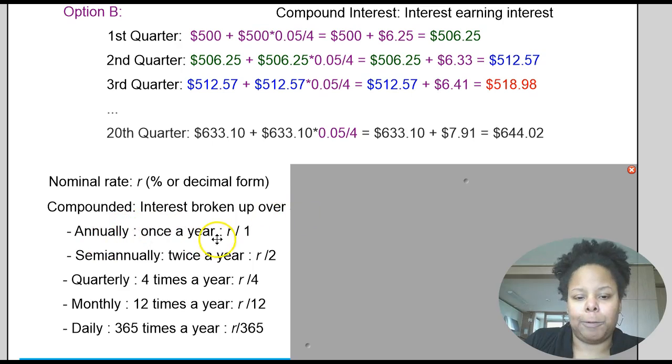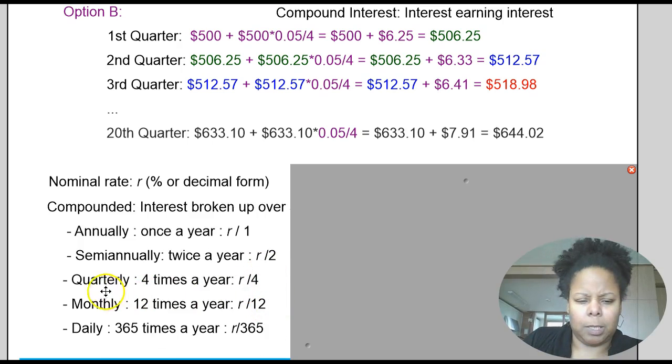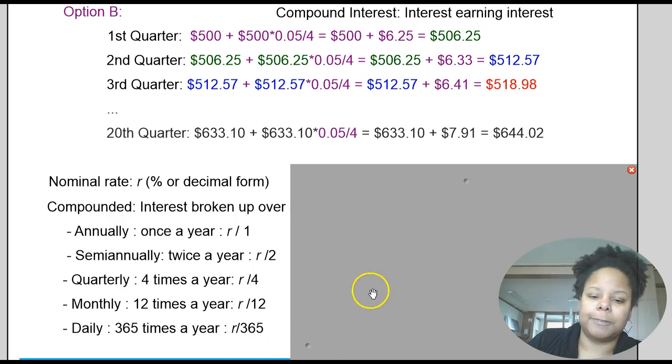you can compound annually, which is once a year. So each time you compound, you're charging R divided by 1, where R is the interest, or the nominal rate. Semi-annually is twice a year, so each time you would be charged R over 2 interest. Quarterly, which we did, is 4 times a year. At each time you compound, you're charged R divided by 4, which is what we did in this example. Monthly is 12 times a year, or R divided by 12. And daily is 365 times a year, which is R divided by 365.